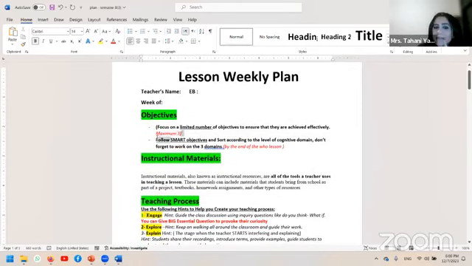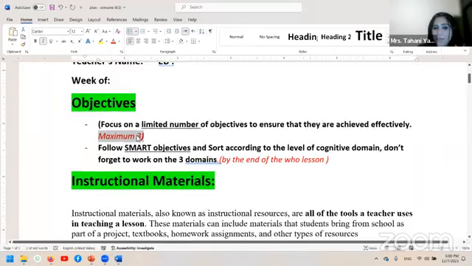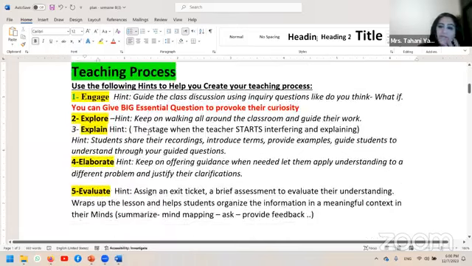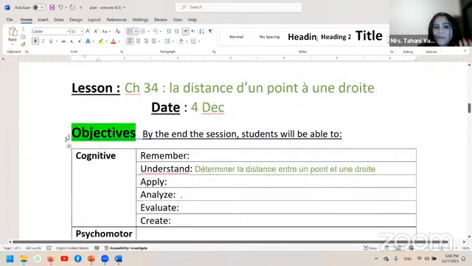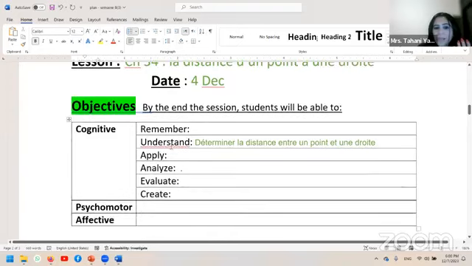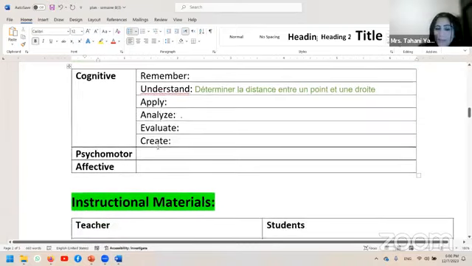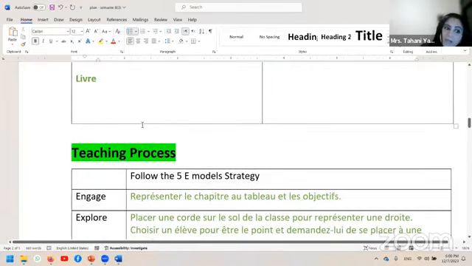Here I start, and let me re-mention something: we cannot exceed more than three objectives in that section, and they must follow the SMART objectives which I told you about. They have to be measurable, achievable by the students, time-bound, and relevant. Here you write the objectives. For example, here I have only one objective. We write it. Then the instructional materials, what you are going to use when you prepare yourself and you have an activity.